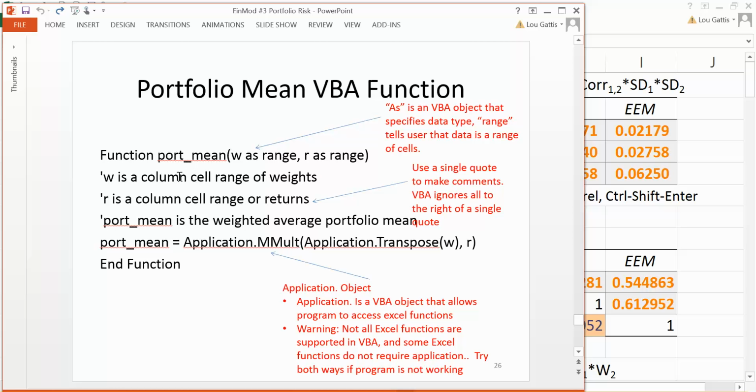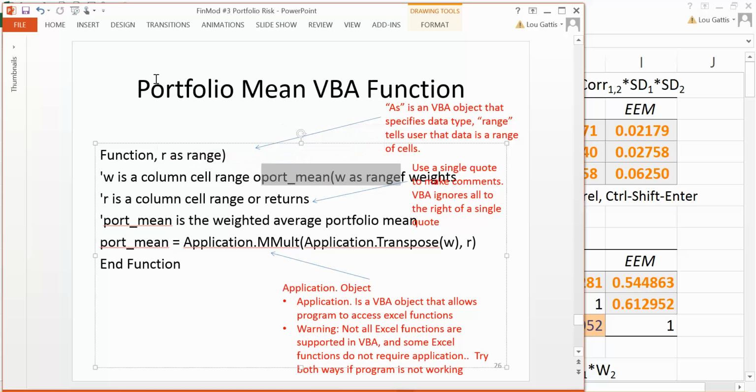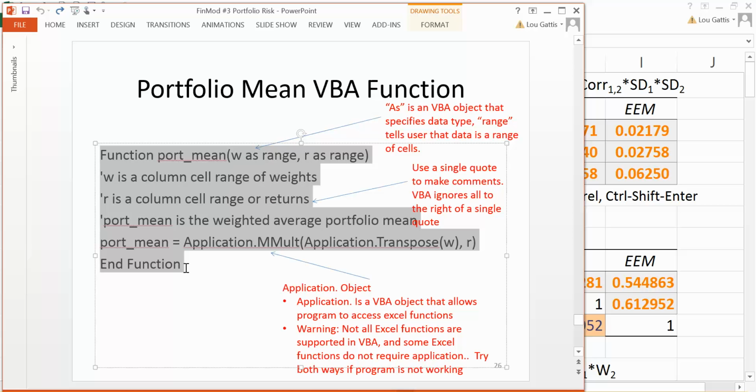And also, if you wanted to write a function to calculate, say, the expected return using matrix algebra, I'm going to call that function PortMean. I'm going to have that function have two parameters. Those parameters are W, which is a range of weights, and R, a range of returns. So let me grab this function. Again, the portfolio's PortMean has W as a range.